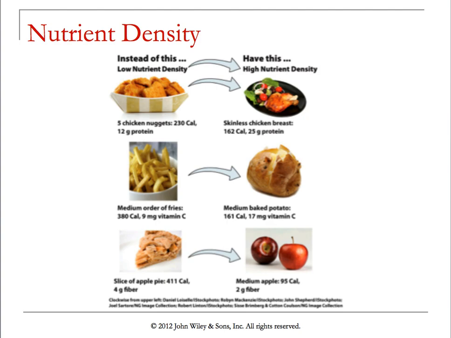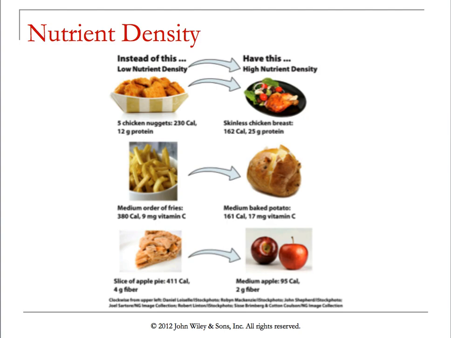the chicken nuggets. In the second example, we have French fries as the low nutrient dense option and a baked potato as the high nutrient dense option. Now the French fries, the example that they used is about a medium order of fries, contain about 380 calories and 9 milligrams of vitamin C. Compare that to a more high nutrient dense option like a medium baked potato.